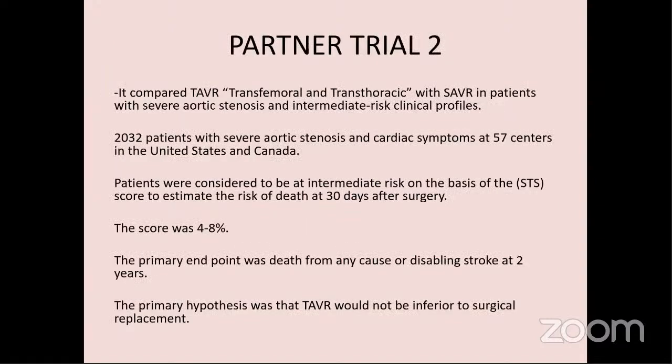In PARTNER trial 2, they collected 2,000 patients from many centers in the US and Canada. Patients were considered to be at intermediate risk, STS score of 4 to 8. The primary endpoint was death from any cause or disabling stroke at 2 years. The primary hypothesis was that TAVR would not be inferior to the surgical replacement.